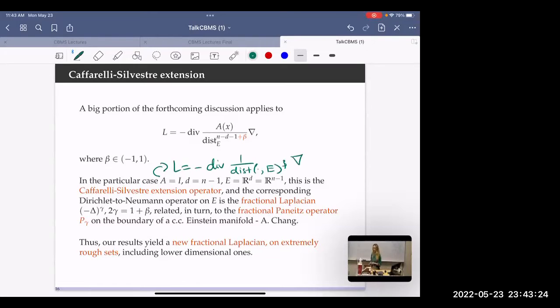This operator really gives you the fractional Laplacian on the boundary. What I mean by this is that if you take the half space and use it as a Dirichlet to Neumann operator, so you draw from Dirichlet data and solve, or the other way around, depending on which powers you want, you get the Neumann trace. This is the so-called Caffarelli-Silvestre extension. It gives you the fractional Laplacian on the boundary.